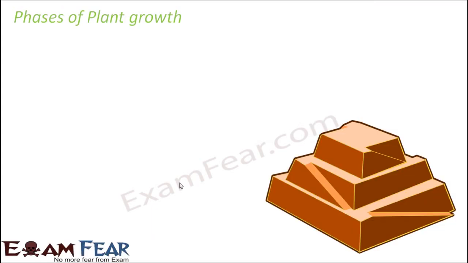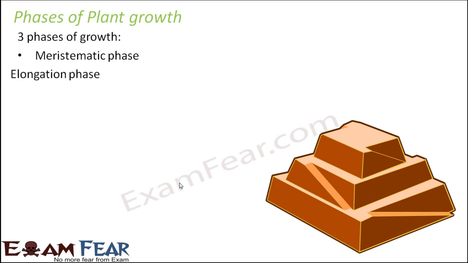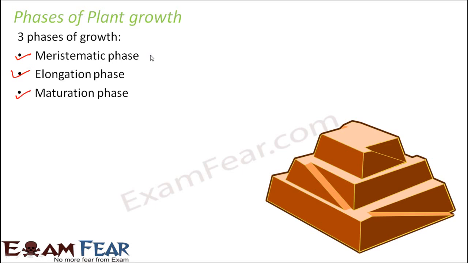So now let us look at the different phases of plant growth. Now when a plant grows, this process of growth of a plant is broadly divided into 3 phases. So the phase 1 is meristematic phase, which is followed by elongation phase, and finally the maturation phase. So plant growth, no matter whichever plant it is, will go through these 3 phases: meristematic, then elongation, and then maturation. So these 3 phases of growth will come in this order itself. So that is, first is meristematic, next is elongation, and the last one is maturation.